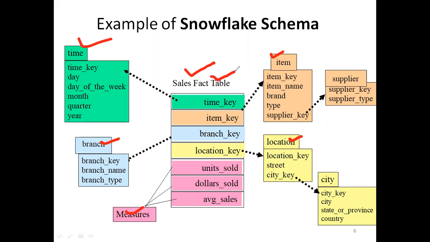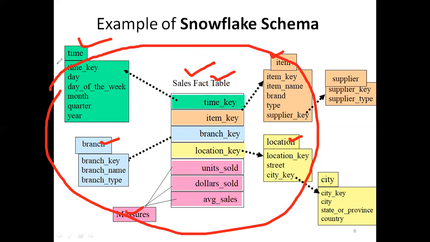You'll see that this is a fact table. This is being connected to time, branch, measures, item, location. So up to this it is like a star schema, right? If we consider this only, then this is a star schema. But what happened about this one and this one?